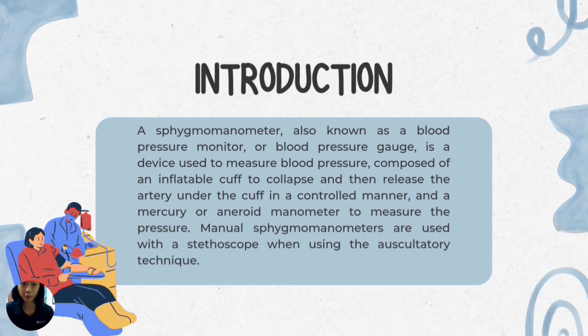Before I go any further, I would like to do an introduction about the blood pressure monitor. Blood pressure monitor is a device used to measure the blood pressure. It is composed of an inflatable cuff to collapse and then release the artery under the cuff in a controlled manner. A mercury or aneroid manometer will be used to measure the pressure. Manometers are used with a stethoscope.